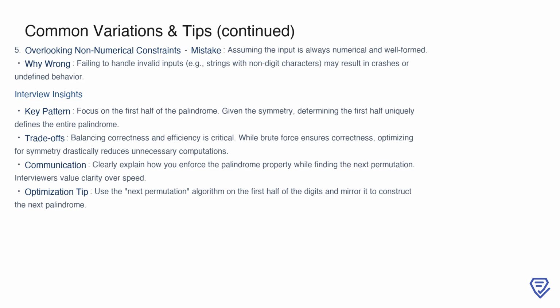Additionally, communication is critical in interviews. Clearly explaining how you enforce the palindrome property while finding the next permutation is often more important than rushing to complete the solution. A useful optimization tip is to apply the next permutation algorithm to the first half of the digits and then mirror it to construct the next palindrome. This approach combines efficiency with clarity.